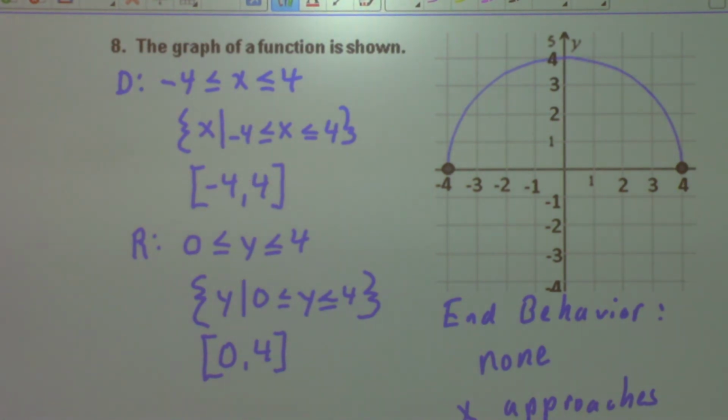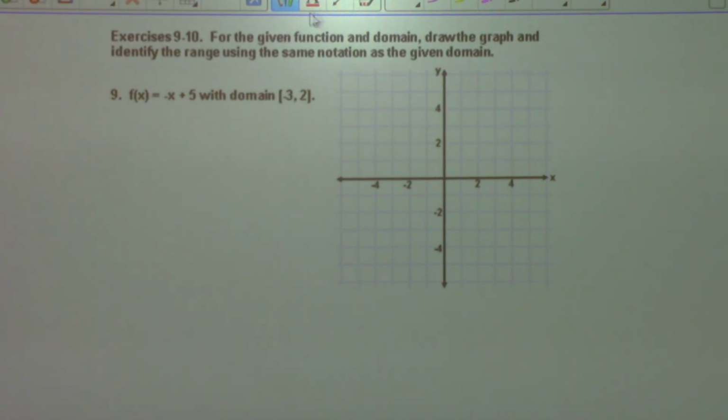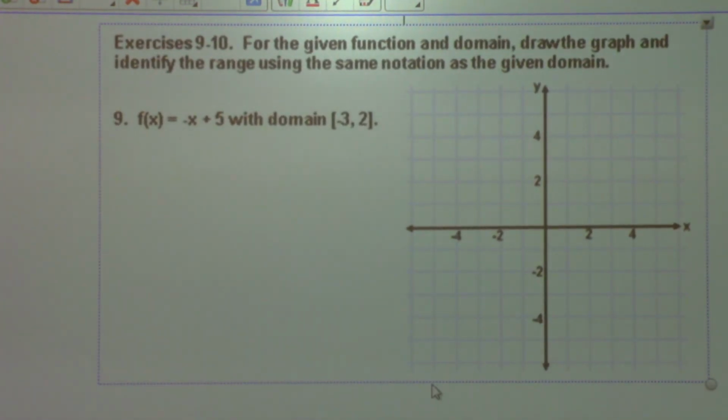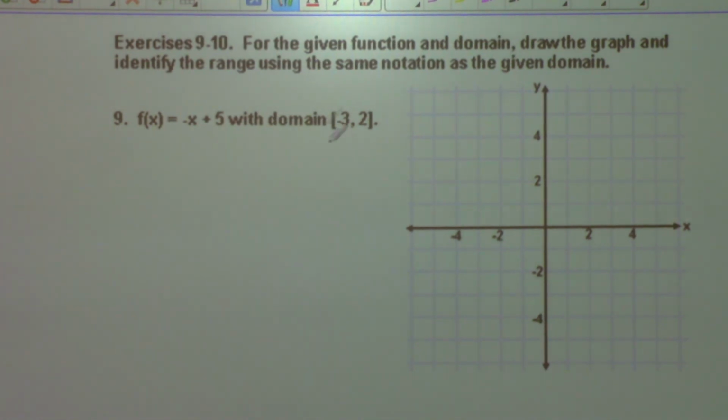Okay, next, exercise 9 and 10. For the given function and domain, draw the graph and identify the range. So they give us a function and domain, draw the graph and identify the range using the same notation. What kind of notation is this? Interval notation, right? So what do we have to do first on this thing? Draw the graph.